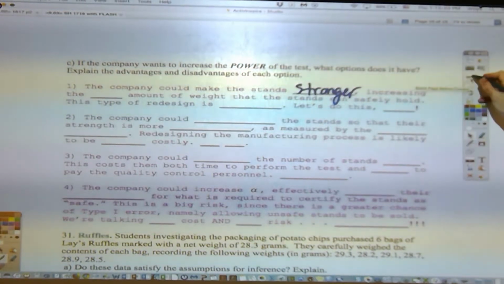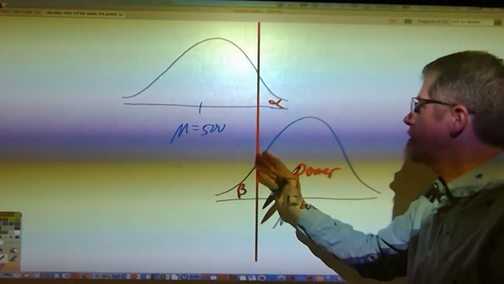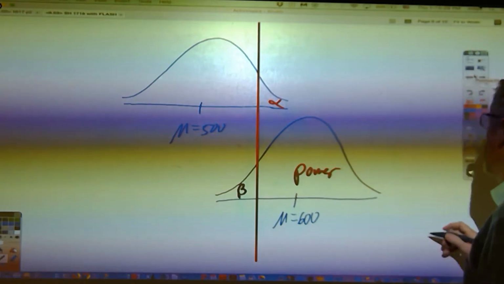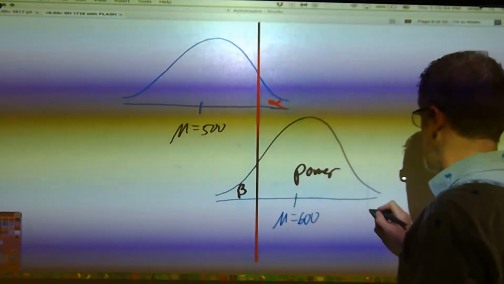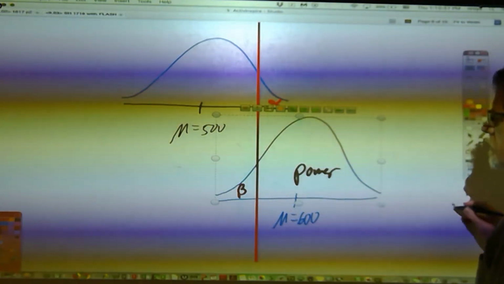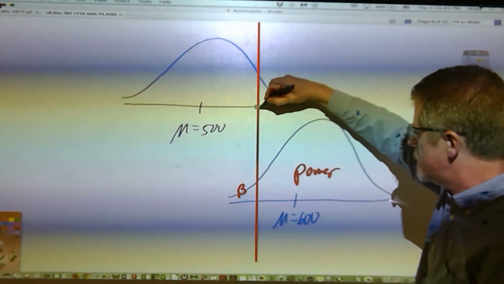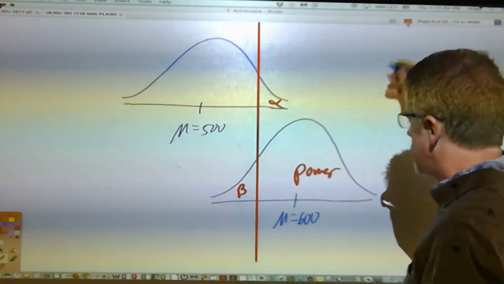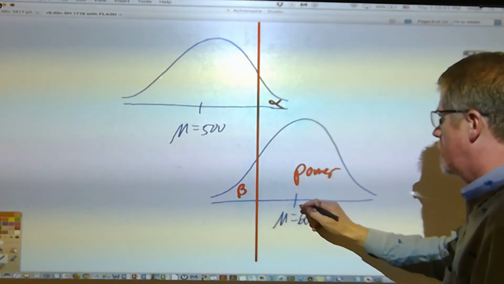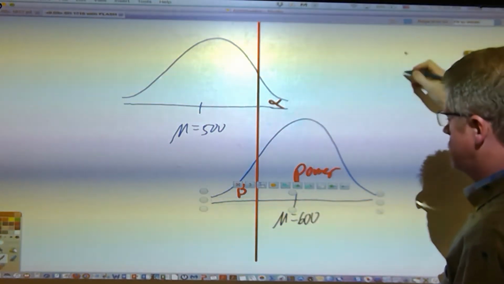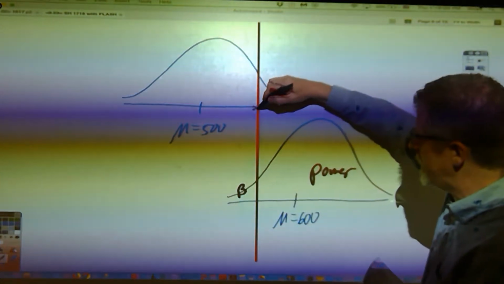Now, what does that mean in the context of this diagram? Instead of moving this bar, which is somewhat artificial, just changing standards, one way is, I'm going to have to unlock this a little bit. We could make the stand stronger. So instead of 600, we could redesign them so that they can hold 700 pounds on average. So one way to increase power is to redesign the stands.